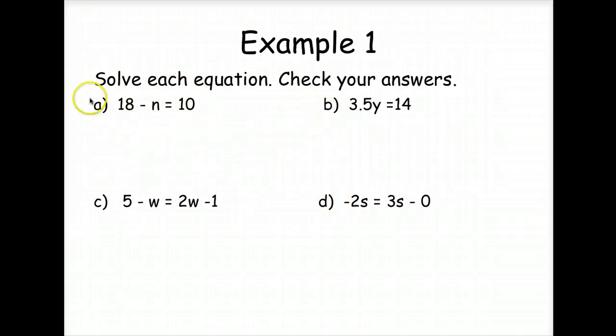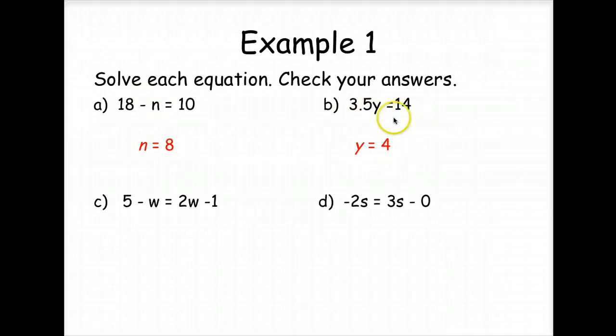So what do we do here first? What are we solving for? Of course, we're solving for n, right? So if we subtract 18 from both sides, we end up with negative n is equal to negative 8, and we will multiply both sides by negative 1, so n is equal to 8, because we're solving for n, not negative n.